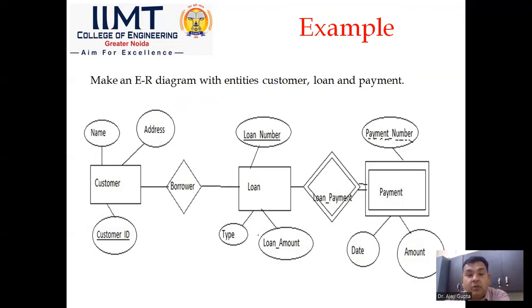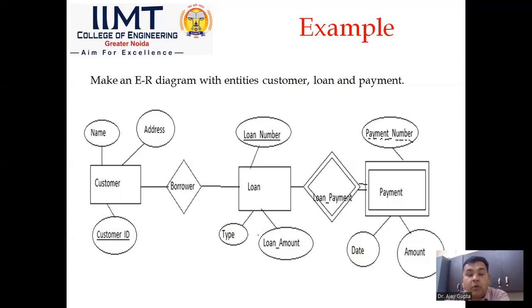So when we convert this ER diagram into tables, it is going to be converted into 5 tables. The first table has 3 columns: customer ID, name, then address. The loan table again has 3 columns: loan number, type, and amount. Then the payment table again has 3 columns: the payment number, date, and amount.